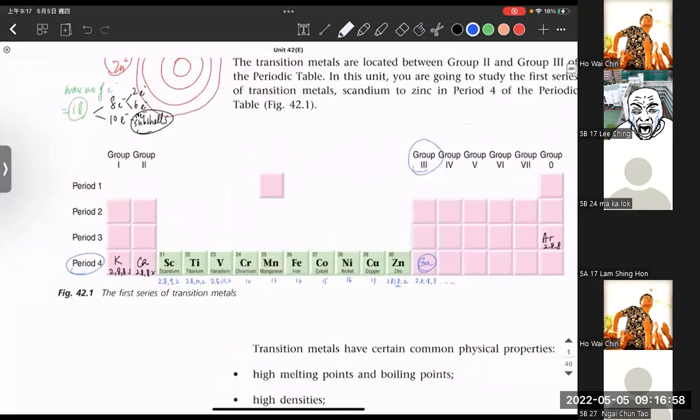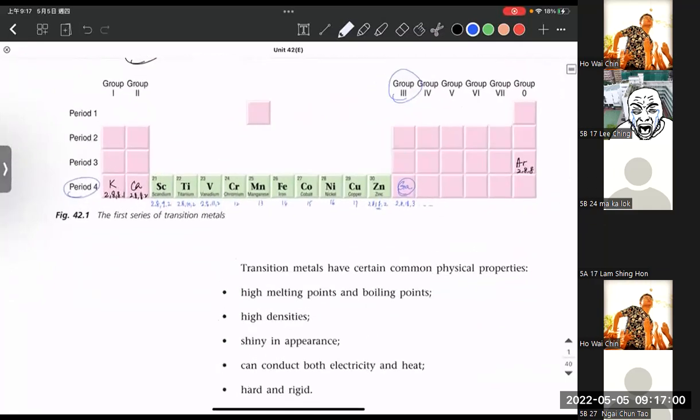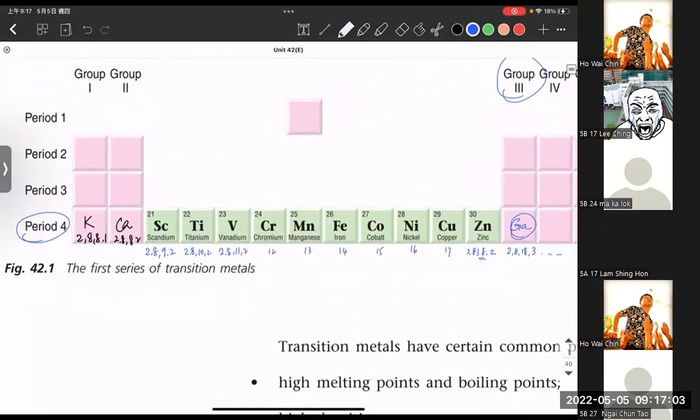So that's for the transition metals. You may find the names of these: scandium, titanium, vanadium, chromium, manganese, iron, cobalt, nickel, copper, zinc. It seems those names are more familiar to you, right? Why? They are quite commonly used in our daily life. To name a few, chromium is used as one of the components of an alloy, stainless steel. Iron, I know it, is widely used in constructions.